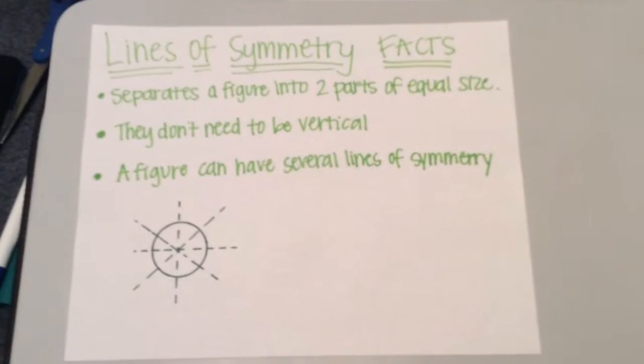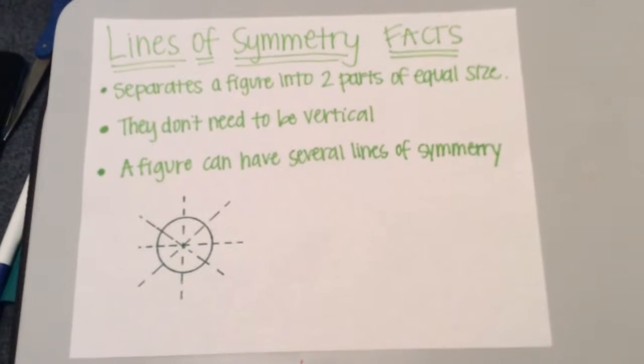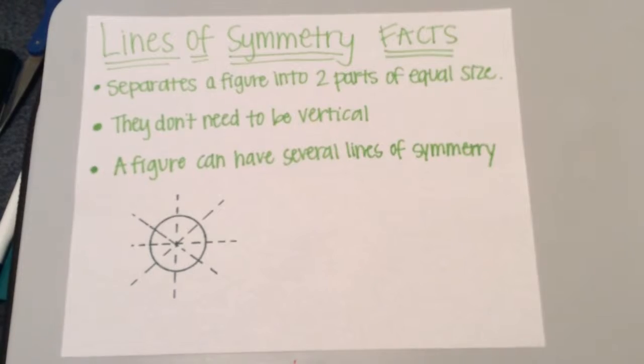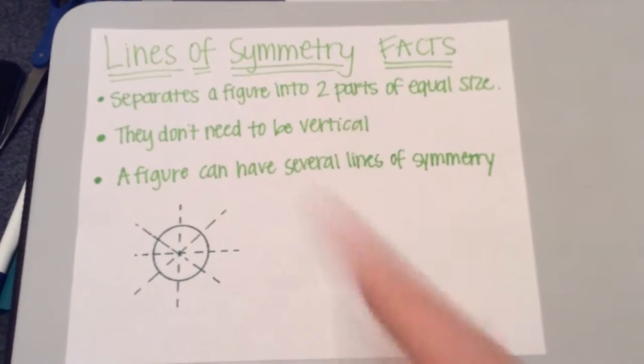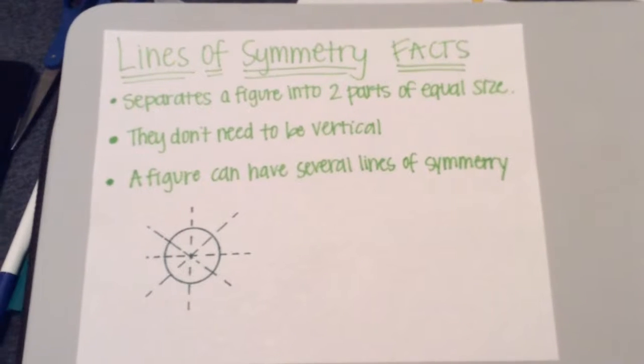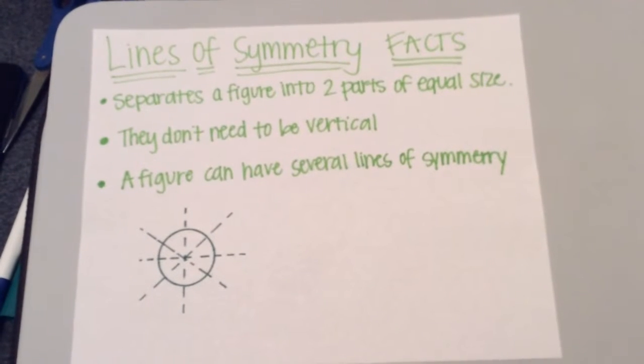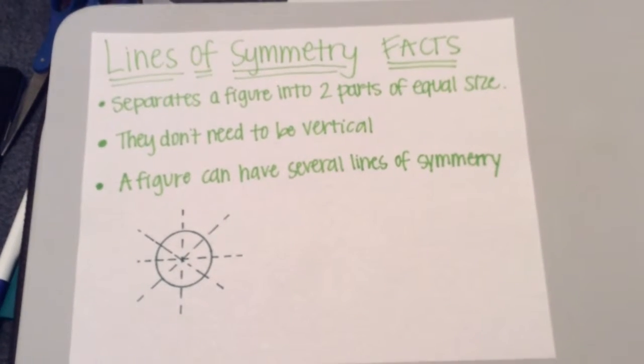Here are some facts about lines of symmetry. Lines of symmetry separate a figure into two parts of equal size. They don't need to be vertical, they can be diagonal, horizontal, etc.